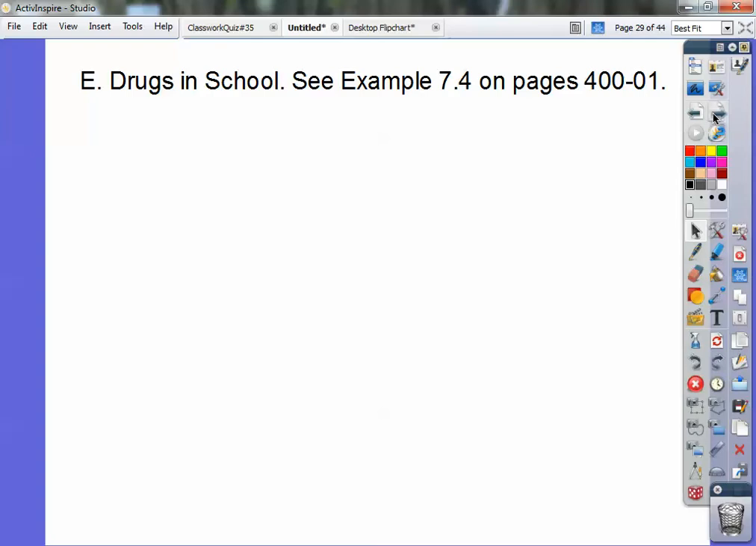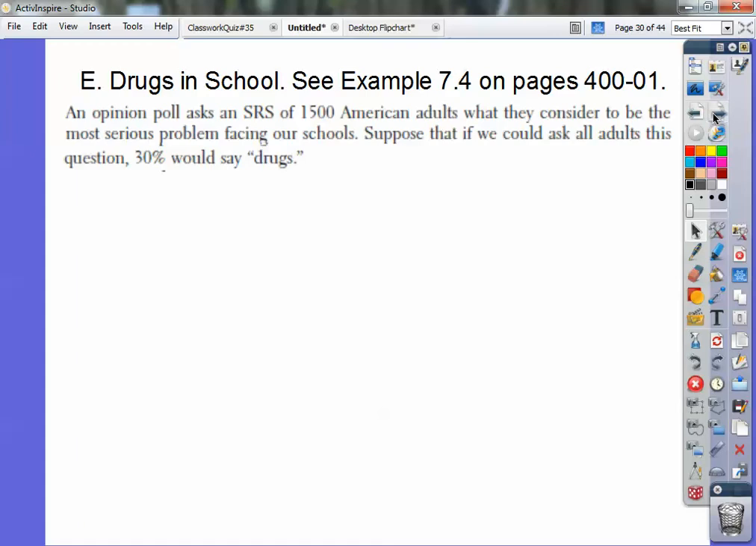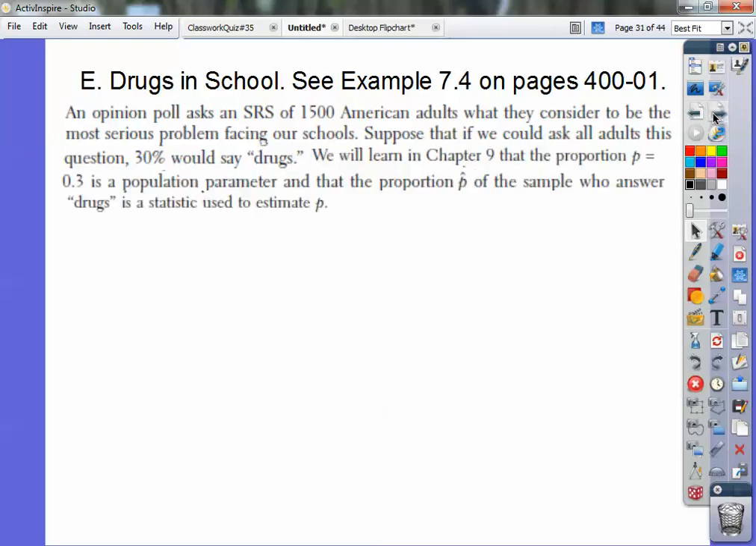So, drugs in school, you bad boys and girls. See example 7.4 on pages 400 and 401. Okay. So an opinion poll asks an SRS, which is a simple random sample, of 1,500 American adults, a nice size, what they consider to be the most serious problem facing our schools. Suppose that if we could ask all adults this question, 30% would say drugs, okay? I'm sure there would be other things.